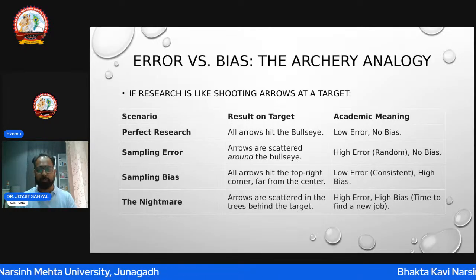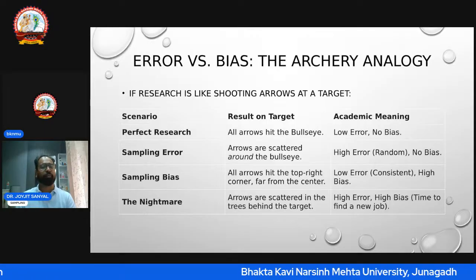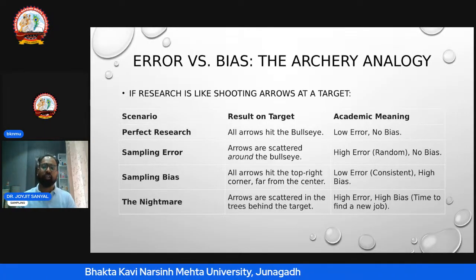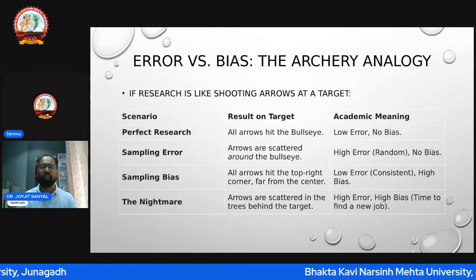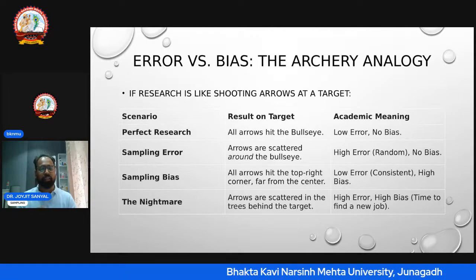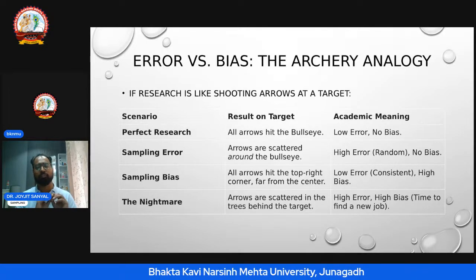Okay, sampling bias: all arrows hit the top right corner far from the center. So they hit far away from the center, okay? Low error, consistent obviously, definitely, because everything is rigged over here. High bias. Nightmare, which is the most difficult thing.